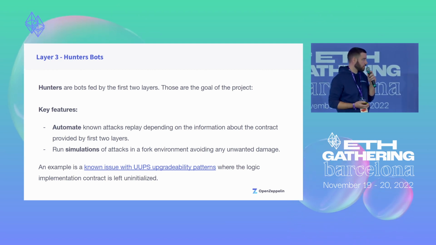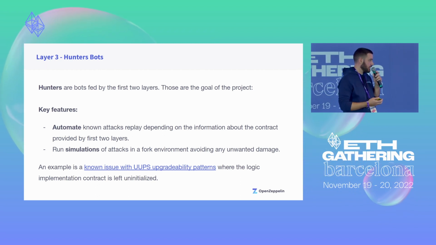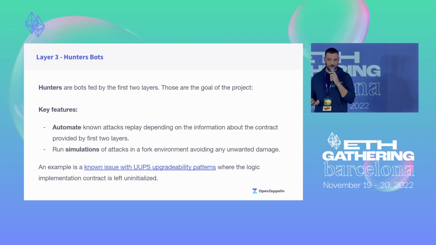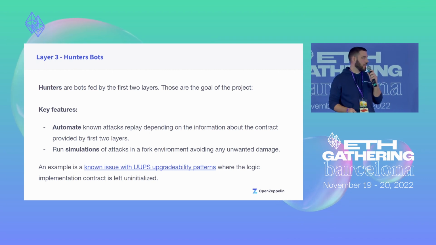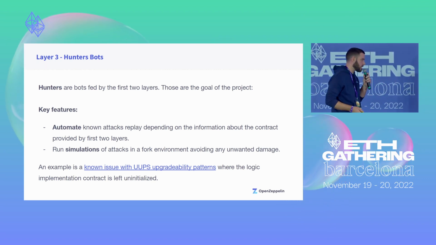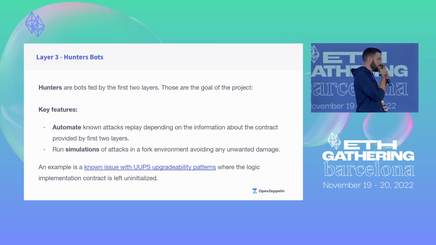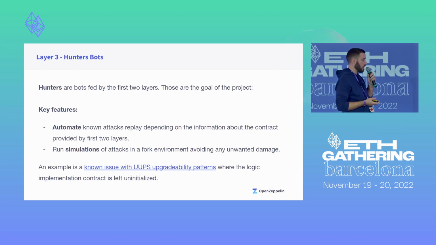Some key features about this third step are that attacks are run in a fork environment, obviously, to avoid unwanted damage to mainnet contracts. It just forks away and then tries to simulate some attacks. And they're really automatic, in the sense that it's a bot continuously firing attacks toward newly deployed contracts.